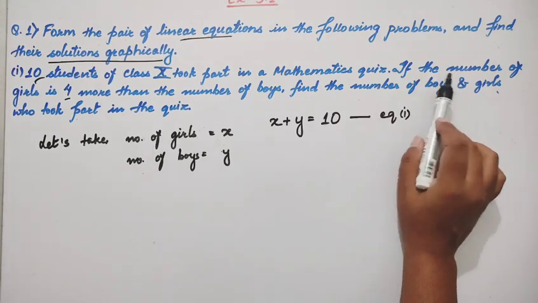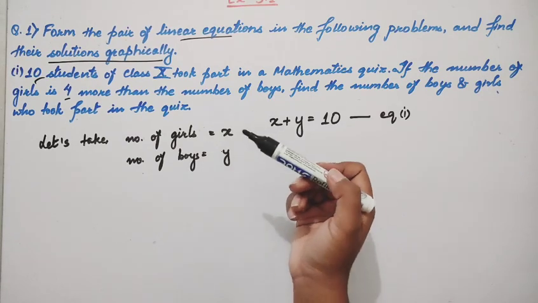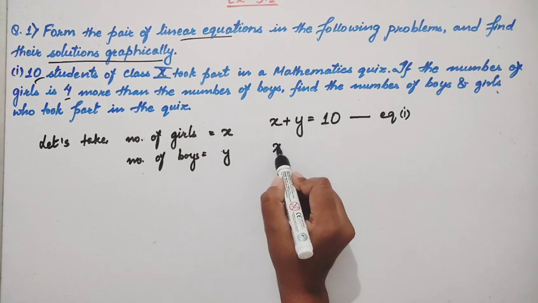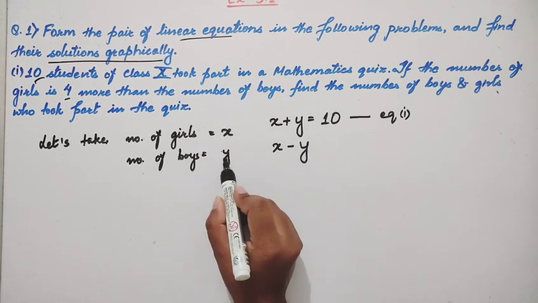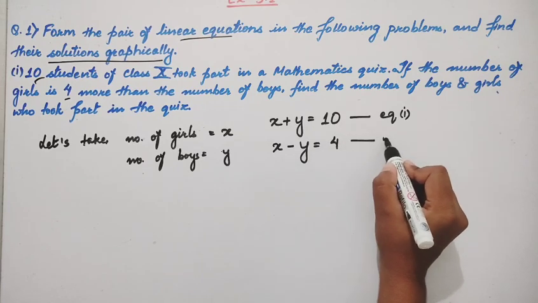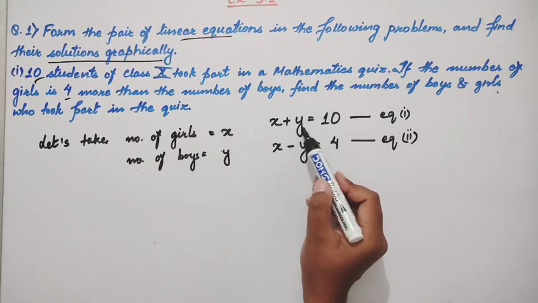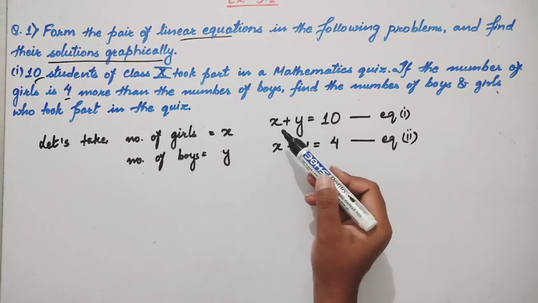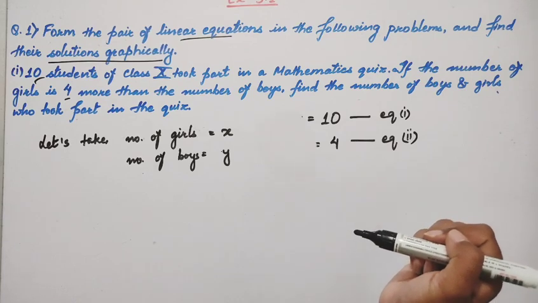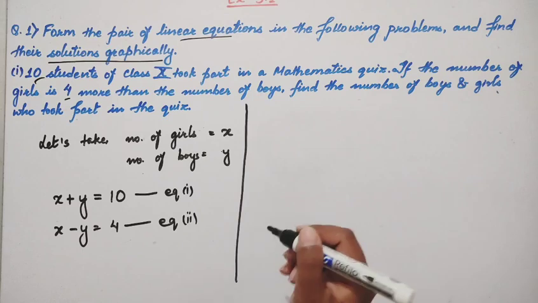Second, we have if the number of girls is 4 more than the number of boys. That means when we subtract the number of boys from number of girls, we get 4. That is, X minus Y equals 4, which is your equation 2. Now here, from these equations, we have to find out the values of X and Y so as to create straight lines on the graph. I have shifted the equation over here to calculate the values.